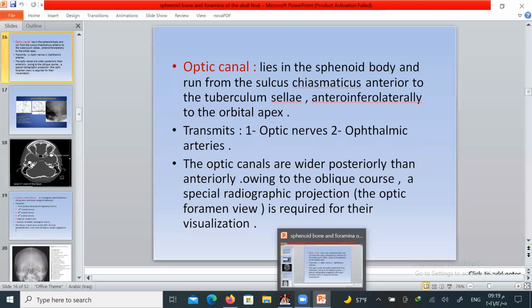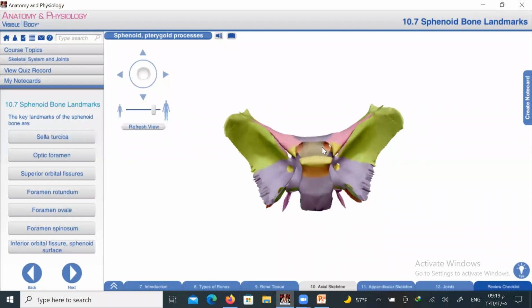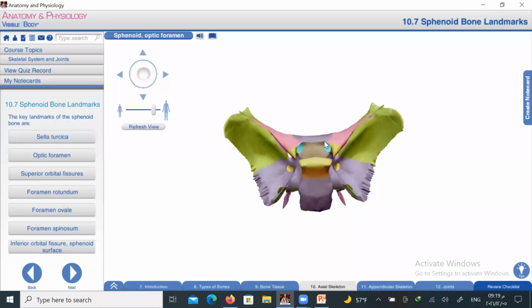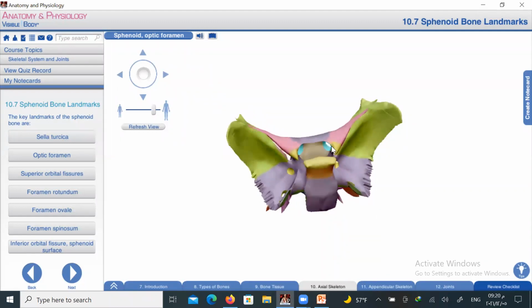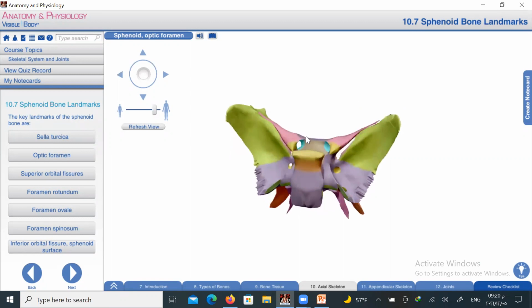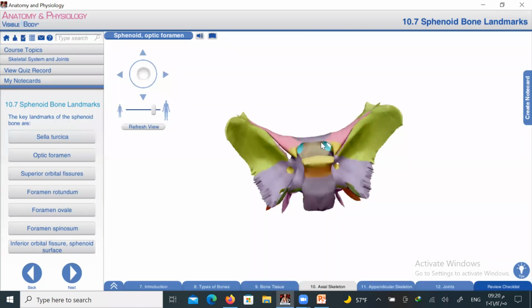Let's see the optic foramen in this 3D image. These are the optic foramina that run anterior-inferolaterally, and it is wider posteriorly than anteriorly, and through which the optic nerve and ophthalmic artery pass. The lateral boundary is formed by the lesser wing of sphenoid, and medial boundary is formed by the sphenoid body.